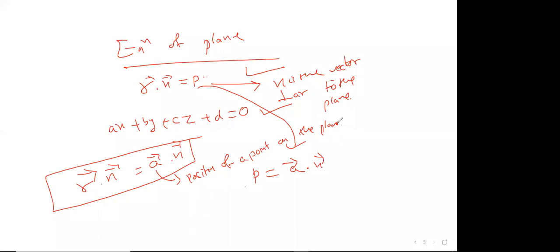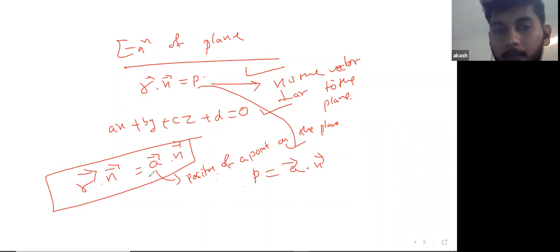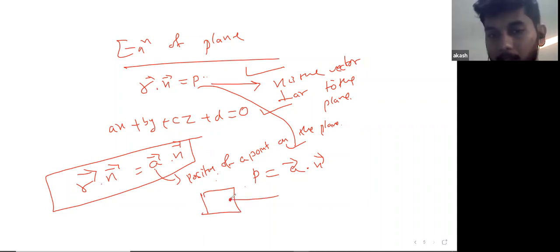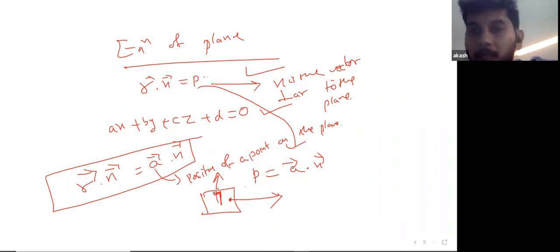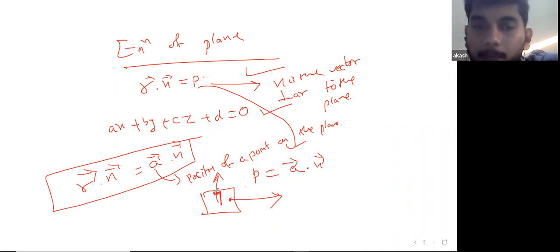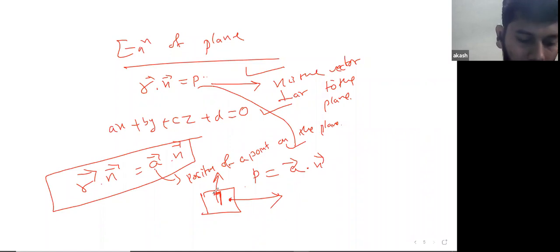What have you written? A is the position of a point on the plane. There is a plane. If this is a point, then A is the position of this point in vector form, and n is the perpendicular vector. So to find the equation of a plane, you need two things: a point on the plane and a vector perpendicular to the plane. And this is very easy because all you need are dot products. You know how to find dot products very easily.